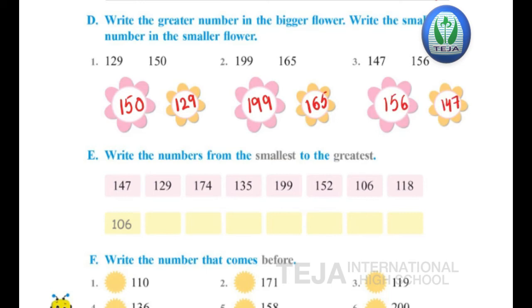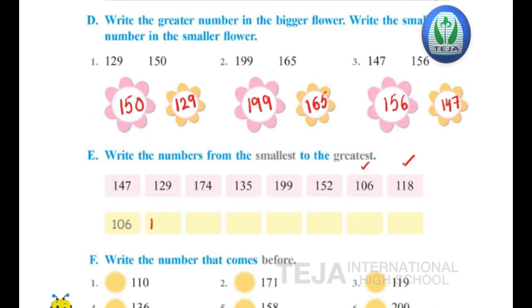Next, bit E. Write the numbers from the smallest to the greatest. Here the numbers are given. You have to write the numbers from small to big. First one is 106. This one is completed. Next, after 106, what is the smallest number, children? Here, see all the numbers. Here 118 is the smallest one.